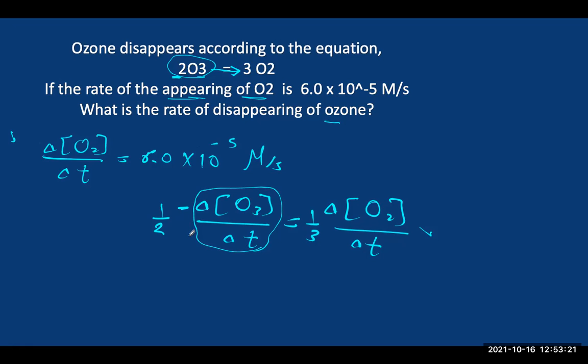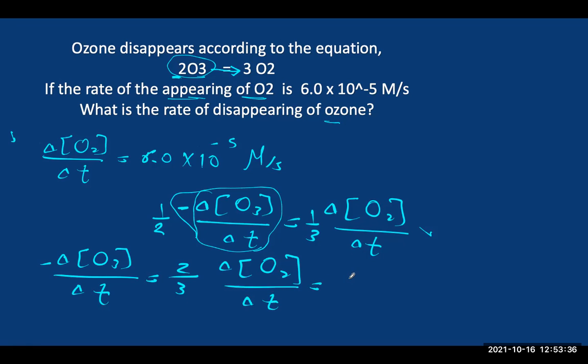So what we need to calculate now, this one is known, we need to calculate this one. So with the negative, I will multiply by 2. So minus the change in concentration of O3 over delta T will be equal to 2 over 3 times the change in the concentration of O2 over time. This will be 2 over 3 times what we have given here, 6.0 times 10 to the negative 5 molar per second. So this value will be 4.0 times 10 to the negative 5 molar per second.